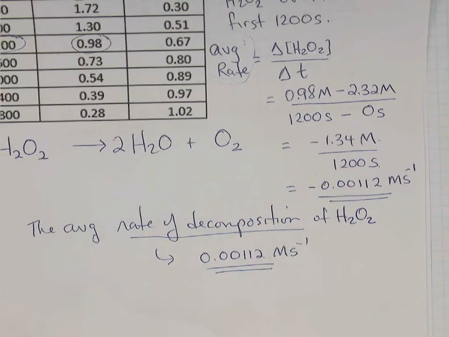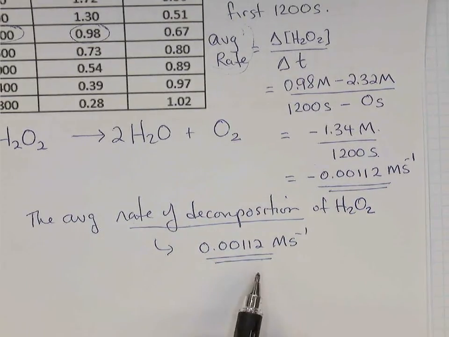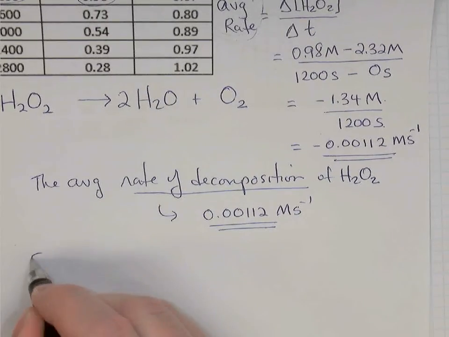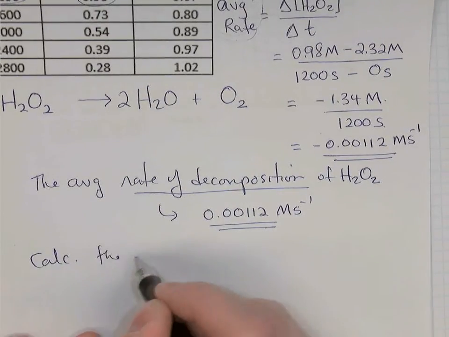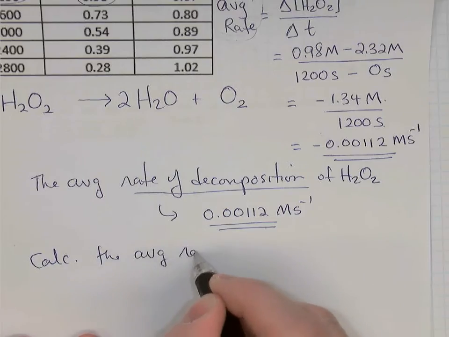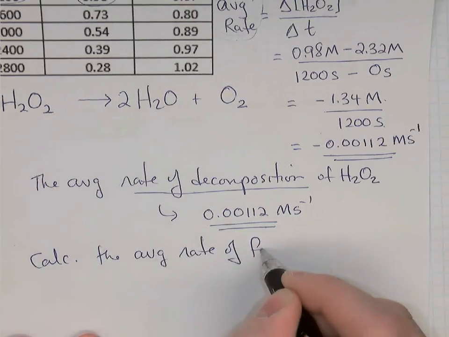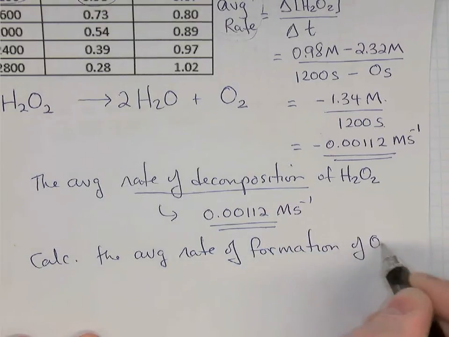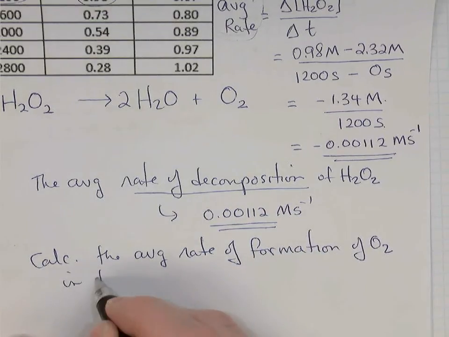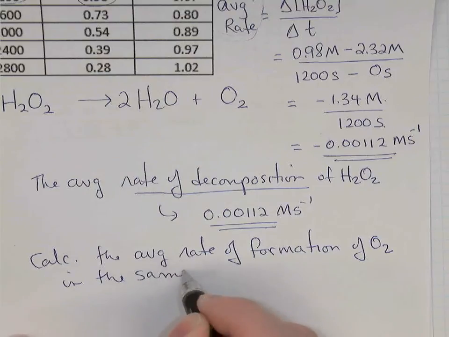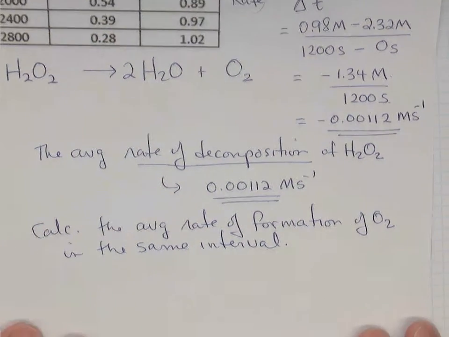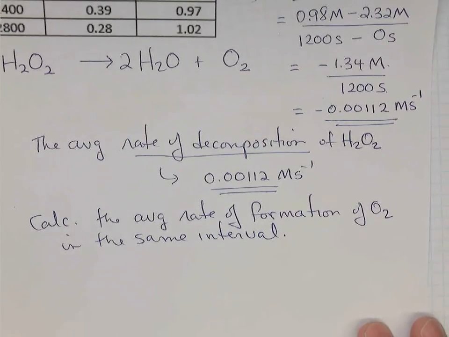Now, suppose, having calculated this, we're asked the following follow-up question. Let's calculate the average rate of formation, or production if you prefer, of O2 in the same interval. So over the same interval, the first 1200 seconds, calculate the average rate of formation of oxygen.